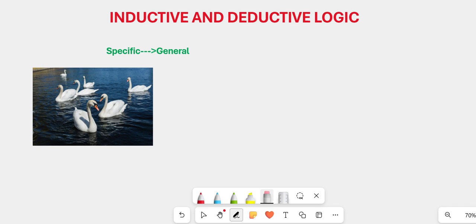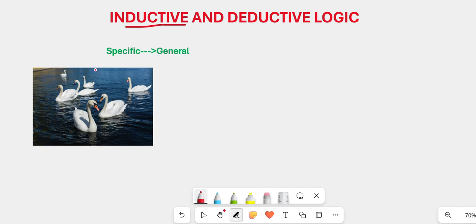So today we are going to discuss some logics which are widely used in mathematics, physics, chemistry, and which are used to prove statements in statistics or social sciences. So our first logic, which we're going to discuss, is inductive logic or inductive reasoning. Inductive reasoning is basically an act of making generalized conclusions based on specific observations.